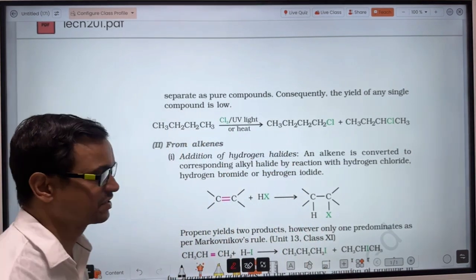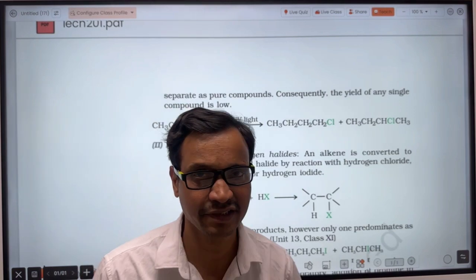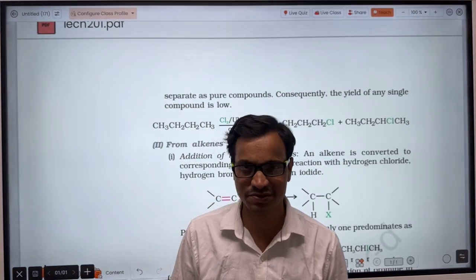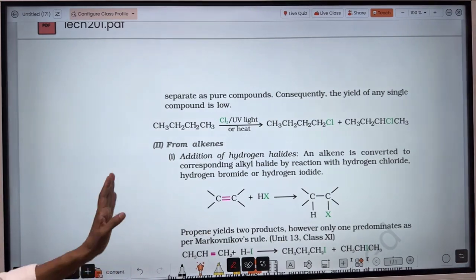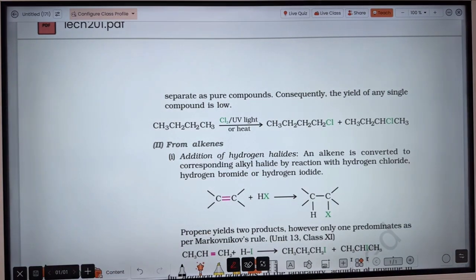And in the CUET examination, just a simple question may be asked, that is, this reaction takes place through which mechanism? So this reaction takes place through free radical mechanism.